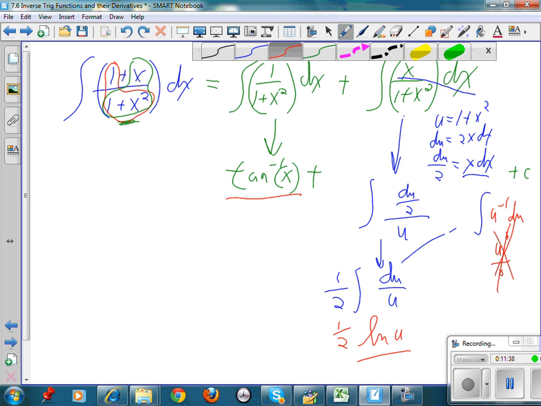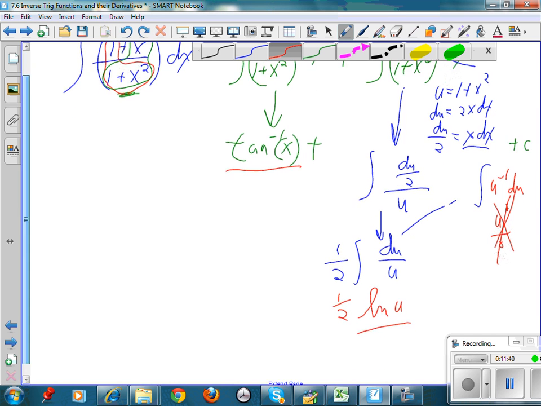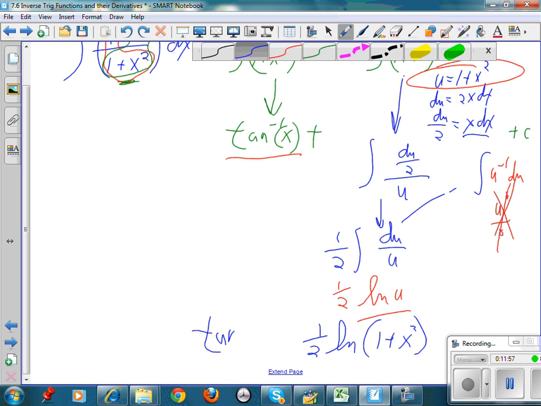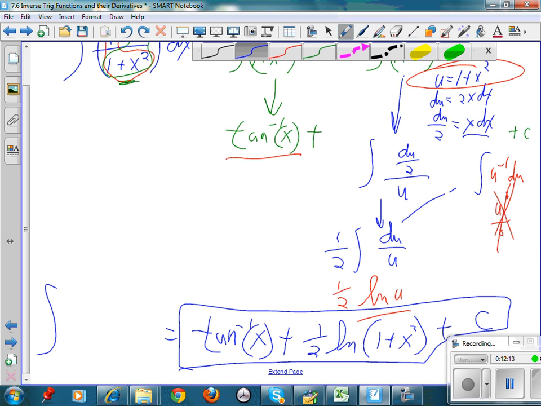I've got to put in my constant of integration. I want to go back to x, so I'm going to put this back in here. So this, back to blue now, and my answer is just going to be 1/2 the natural log of 1 plus x squared, plus the inverse tangent of x plus c. Okay, and that's going to be the answer to that question. Nice little review.